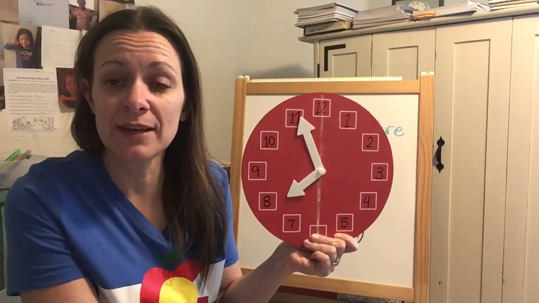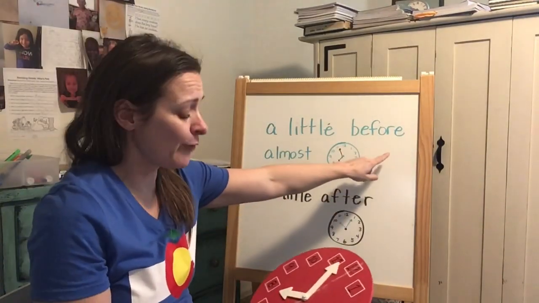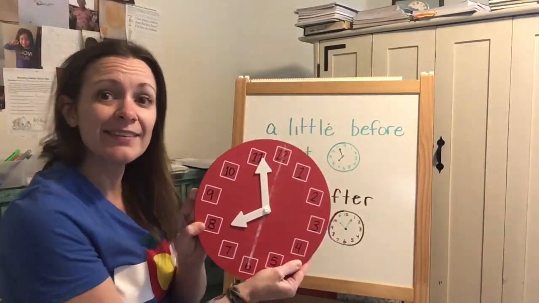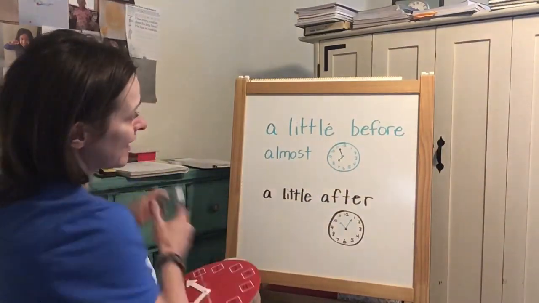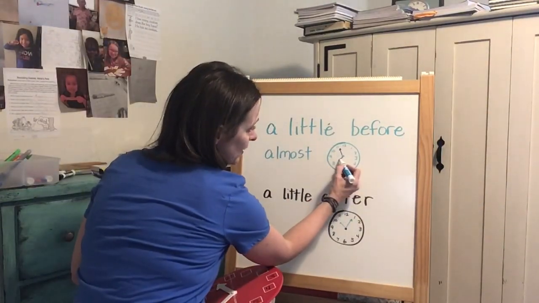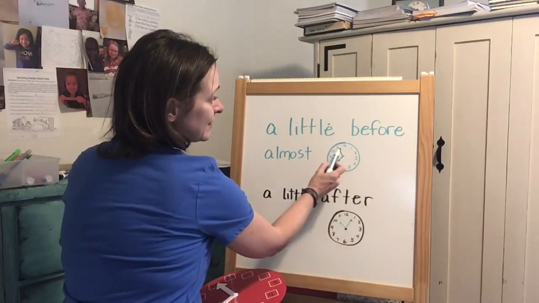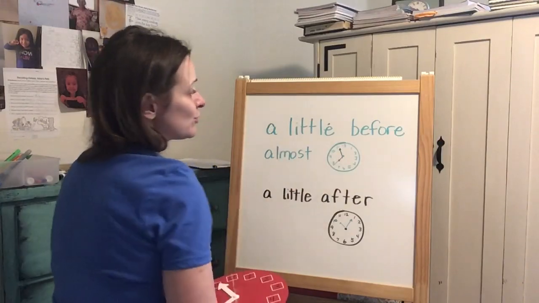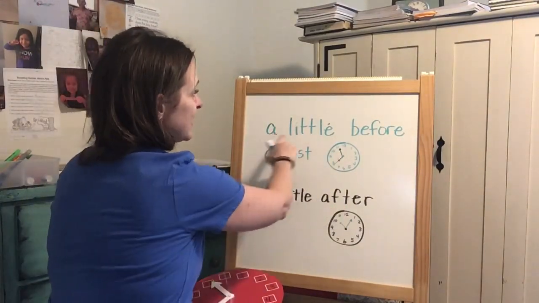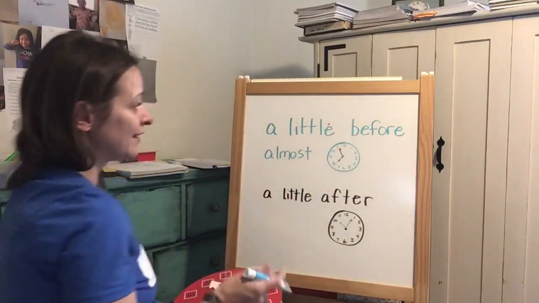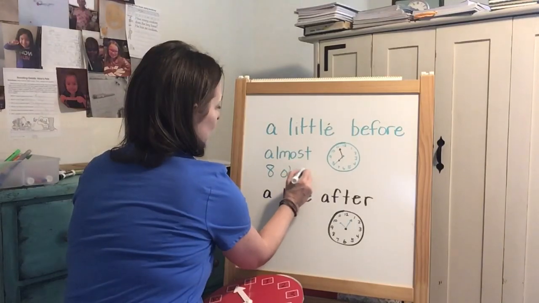Did you have time to think about it? If you said that it's a little bit before 8 o'clock, then you were correct. And here it is here. So we can see that if we drew a line from our little hand down, it's a little bit before the 8. And since the big hand is almost to the 12, it's a little bit before 8 o'clock. So we would say it's a little bit before 8 o'clock, or it's almost 8 o'clock.